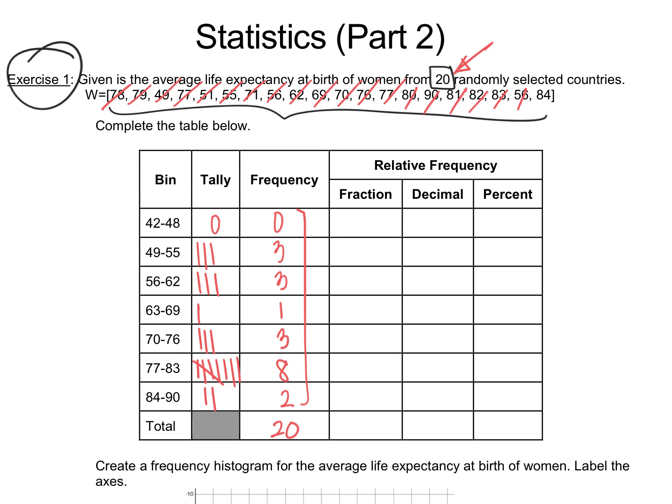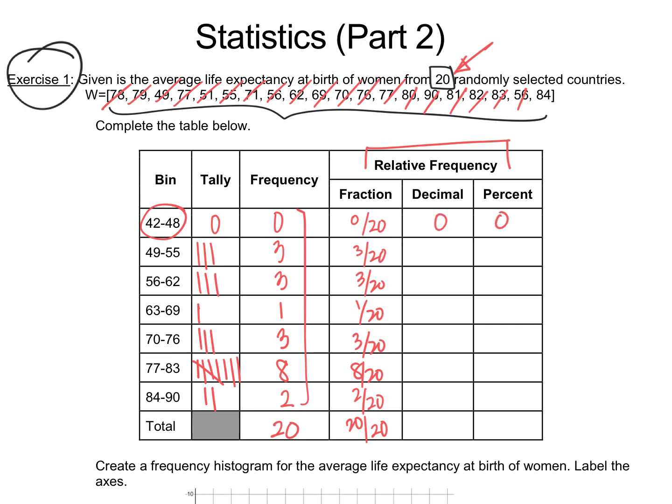And so then we want to talk about the relative frequency. So the fraction of how many are in this category out of 20. So we'll have 0 out of 20, 3 out of 20, 3 out of 20, 1 out of 20, 3 out of 20, 8 out of 20, 2 out of 20. And if you add those all up, you should get 20 out of 20, which is our whole group.